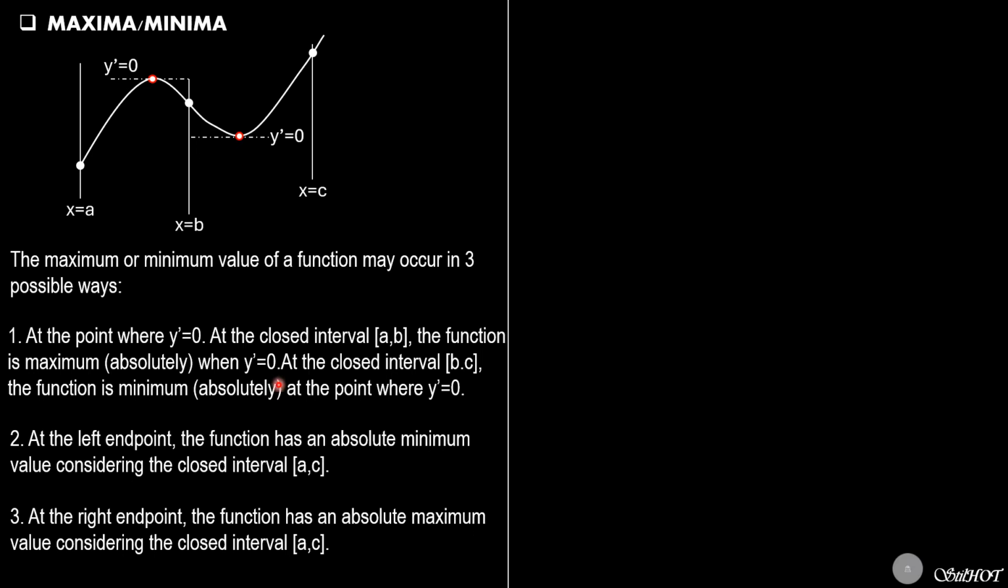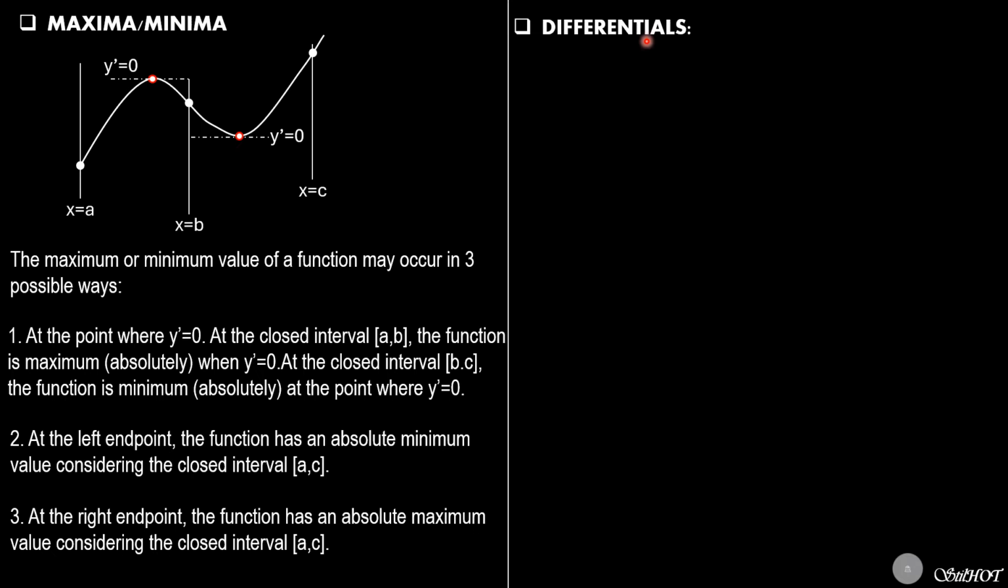So these are the three possibilities, and whenever you are confronted with problems on maxima minima, you have to, aside from deriving the expression for the slope, also evaluate the left endpoint and the right endpoint. Maybe the absolute maximum value occurs there, or the absolute minimum value occurs there.